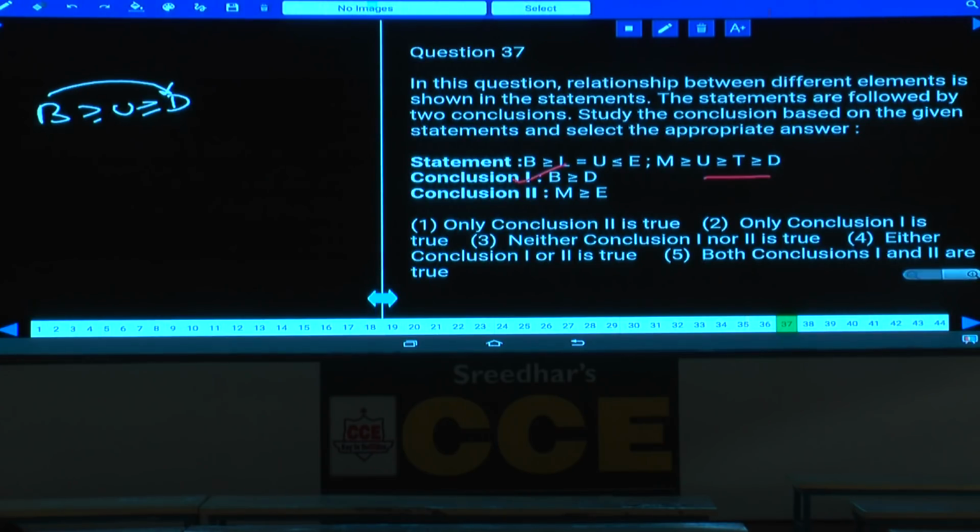Then coming to the second one, the relation between M and E. M is here and E is here. The element which is common between these two is U. M greater than or equals to U, lesser than or equals to E. Now between M and E, there are two opposite symbols, hence there is no relation, hence only conclusion 1 follows, choice 2.